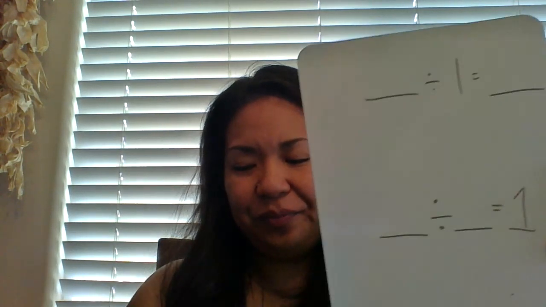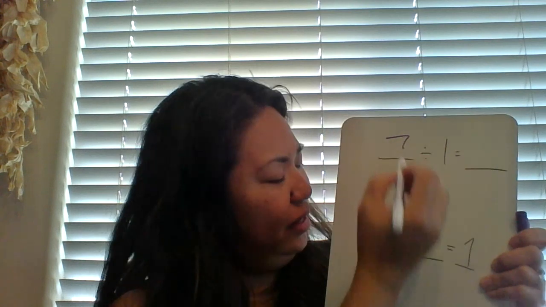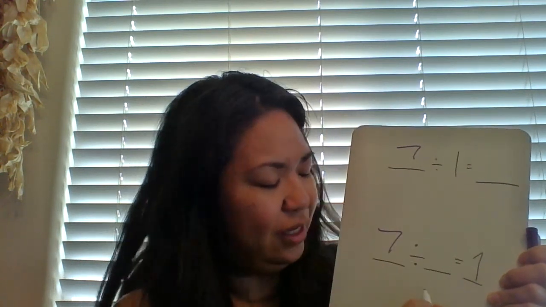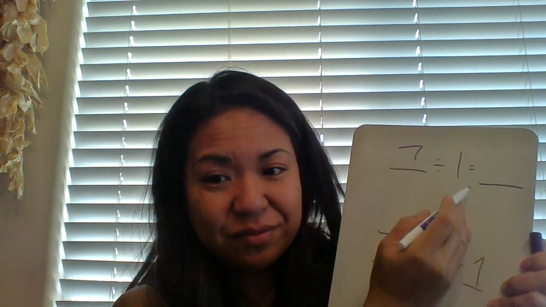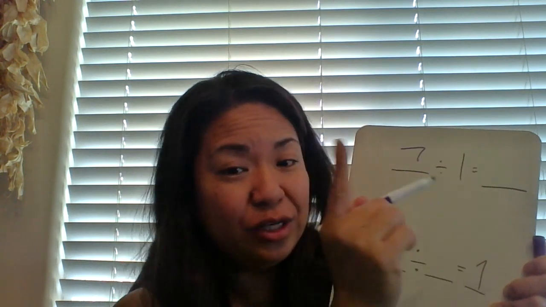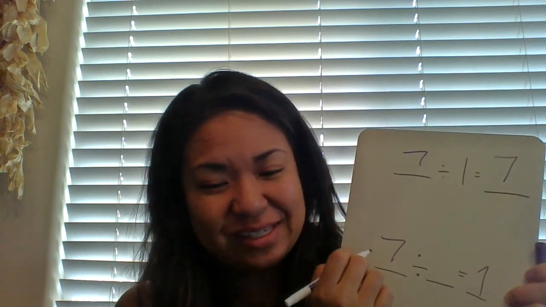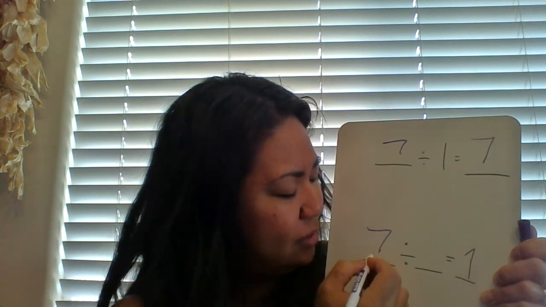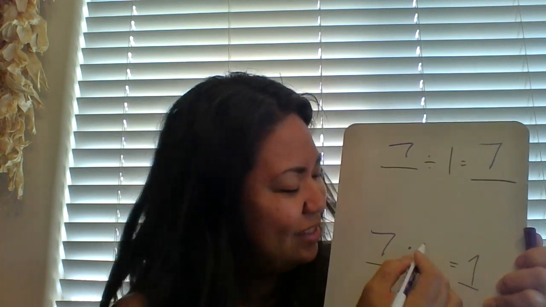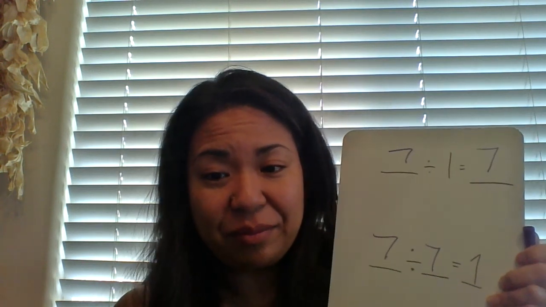Let's see. I'm going to use the number 7 here. 7 divided by 1 equals, according to our rule, any number divided by 1 equals that number, right? So 7. Any number divided by itself will always equal 1. That means 7 divided by 7. You got it right. All these empty spots here, you're just going to put in the same number.